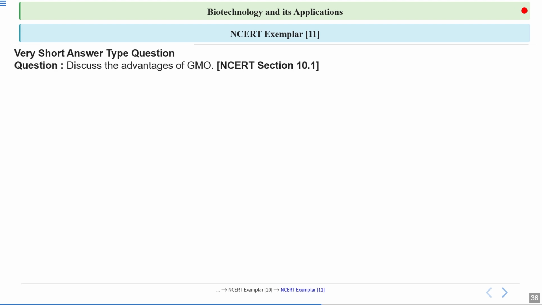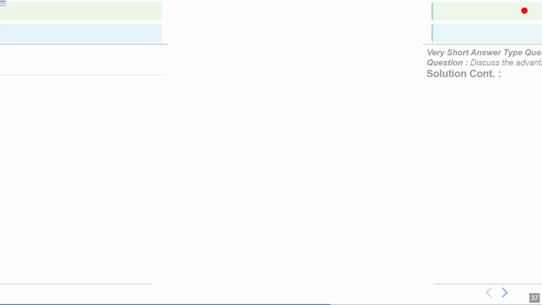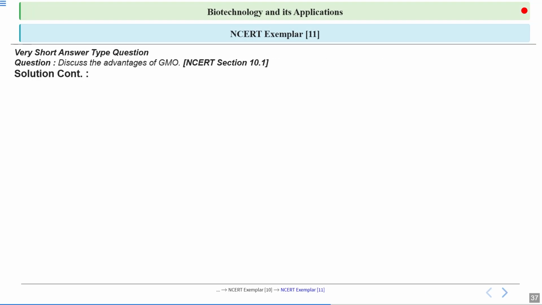Now, next question is also a very short answer type question. This is NCERT Exemplar question 11, very short answer type, and the question says that we have to simply discuss the advantages of GMO, that is genetically modified organism. This is from NCERT section 10.1. Let's see what the advantages of genetically modified organisms are.